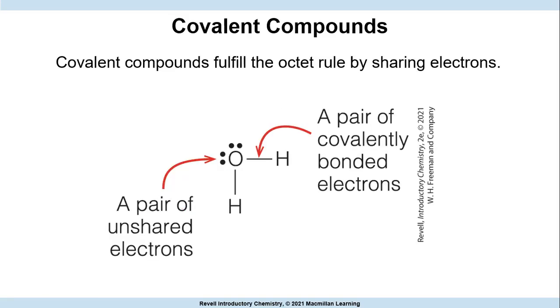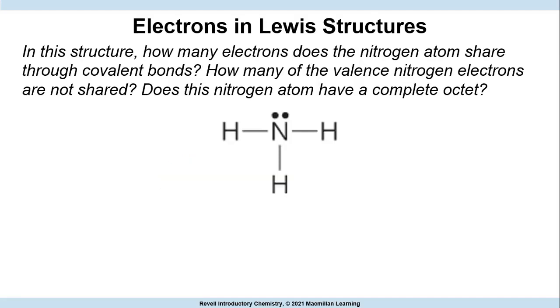Now, covalent compounds fulfill the octet rule by sharing their electrons, as we've already seen. Now, if you look at the water molecule here, in this water molecule, we have a pair of unshared electrons. There are 2 pairs, this one and this other one. So we have 2 pairs, and then for this bond, we have a pair of covalently bonded electrons. So we have this bond and this other bond. So we have 2 bonds and 2 lone pairs in water.